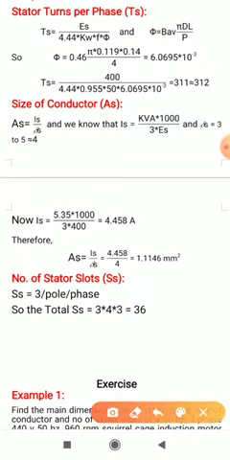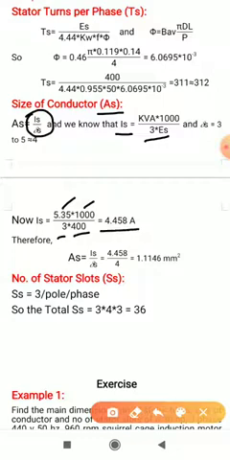Now the next parameter is the size of conductor. Size of conductor is nothing but AS, and this AS is the ratio of IS to delta S, that is the stator current divided by the current density. As we know, IS is kVA into 1000 divided by 3 into ES. Putting in the values, kVA is 5.35 into 1000 divided by 3 into ES value 400, we get the current IS as 4.458 ampere.